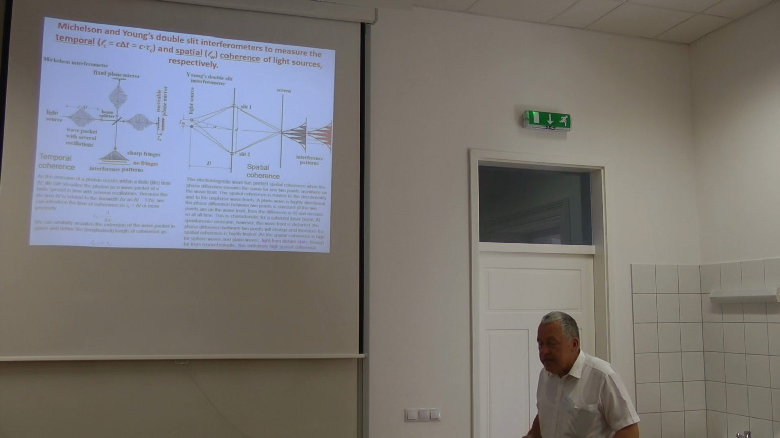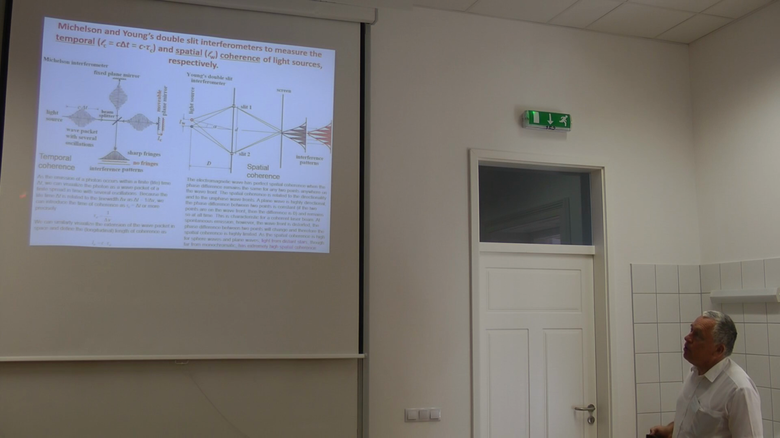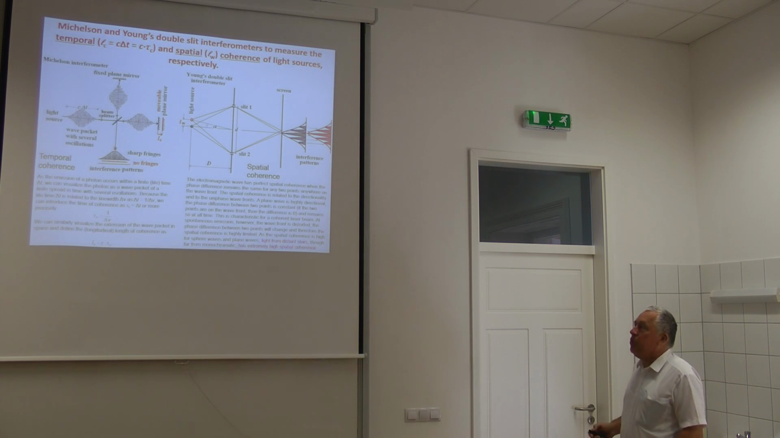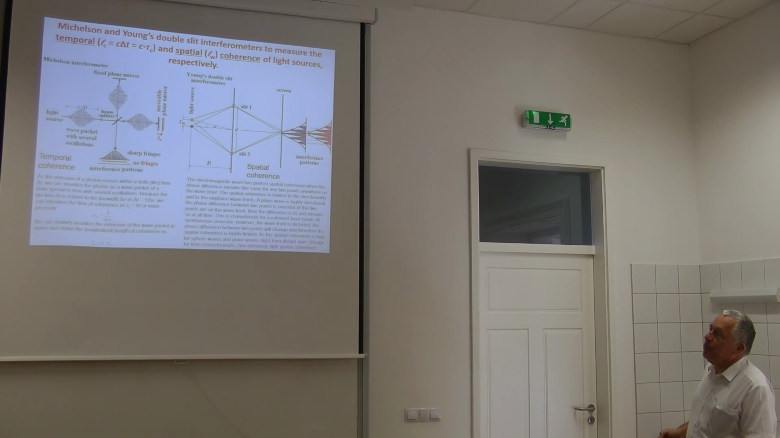So let's get some introduction to coherence. We can talk, as you surely know, about temporal coherence and spatial coherence. How to determine the temporal coherence? The classical way is the Michelson interferometer, where the moving mirror can be displaced a little bit, and then the interference pattern or the fringes change from sharp fringes to no fringes. And this is a classical arrangement for how the temporal coherence can be measured.